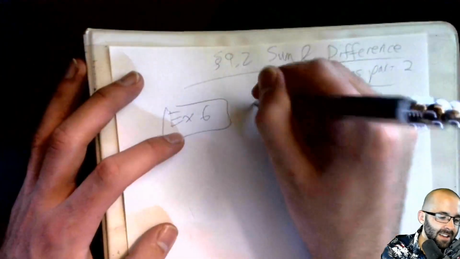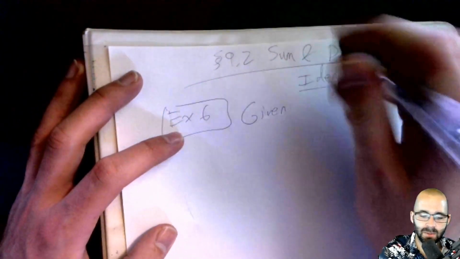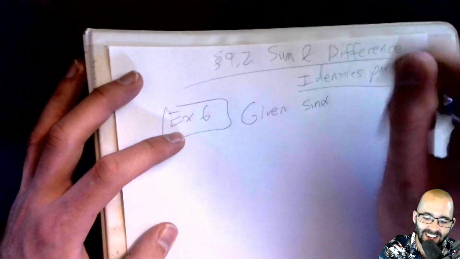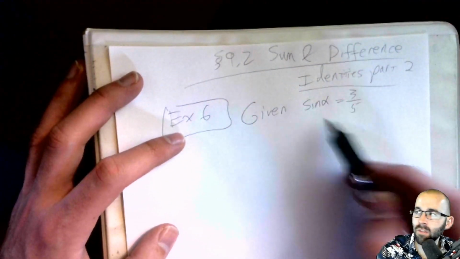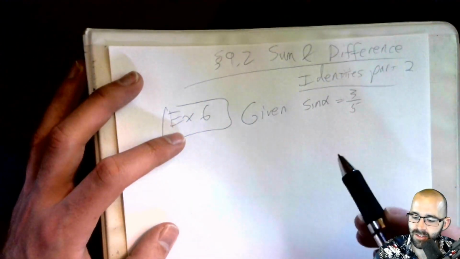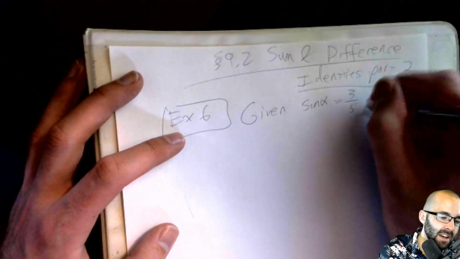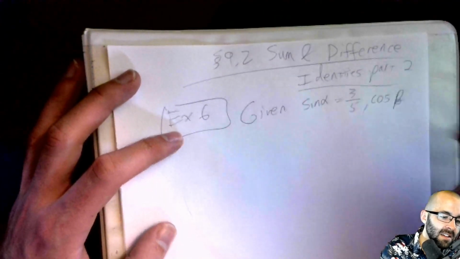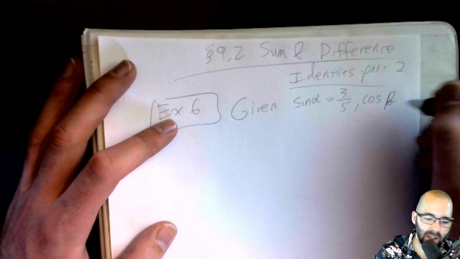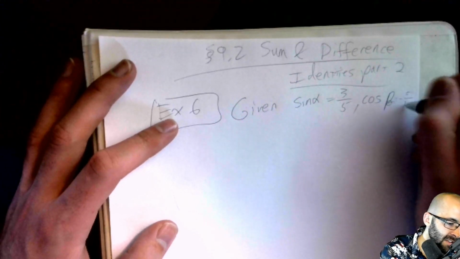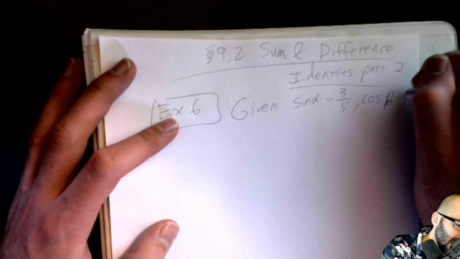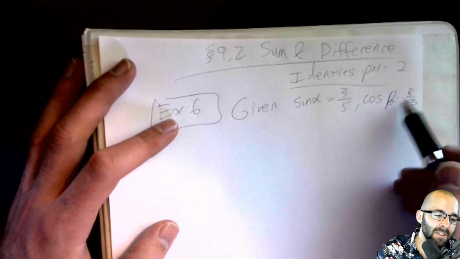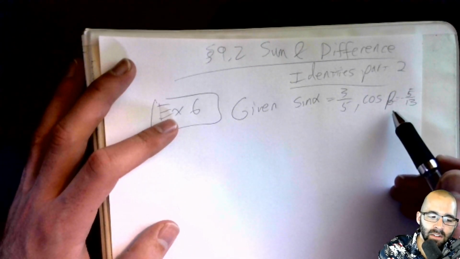We are going to say that given, I love these problems, but some people don't. Given that sine of alpha is 3/5, so again, automatically we know this is a 3, 4, 5 triangle right here with alpha, one of the angles. And cosine of beta equals negative 5/13. So again, this is going to be a 5, 12, 13 triangle in one of the quadrants. We don't know what quadrant this is in.